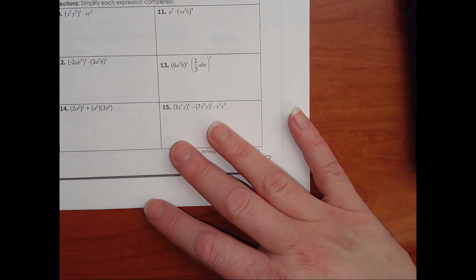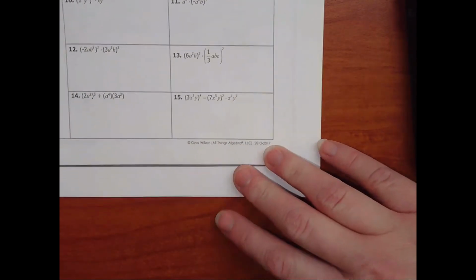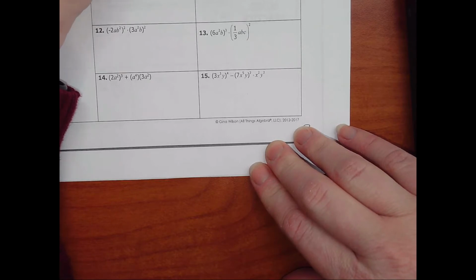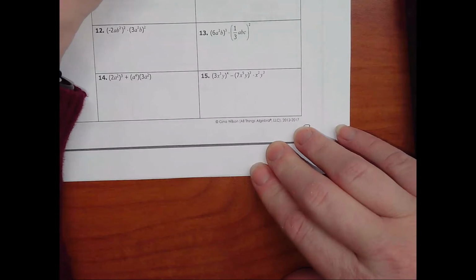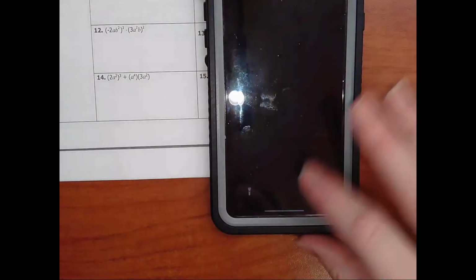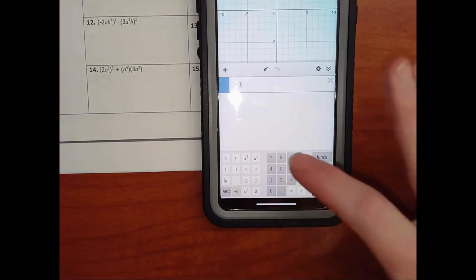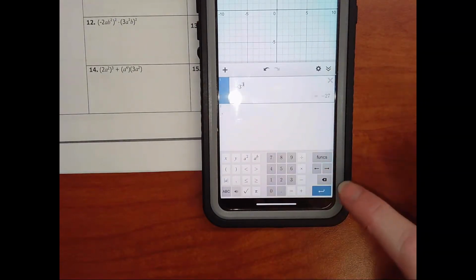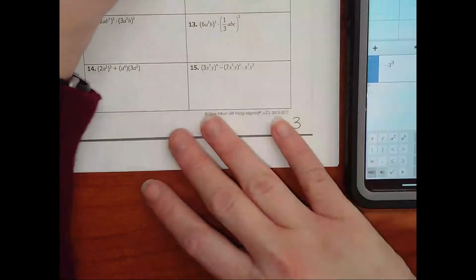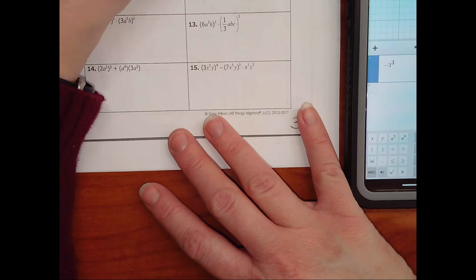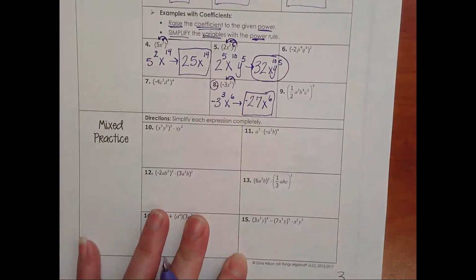Let's see, what else can we take a look at here? Let's take a look at number 8. If we distribute the 3, this is the same thing as negative 3 cubed, and then 3 times 2 is x to the 6th. So negative 3 cubed, negative 3 to the 3rd power is negative 27, x to the 6th. And you can't see that, I'm sorry.